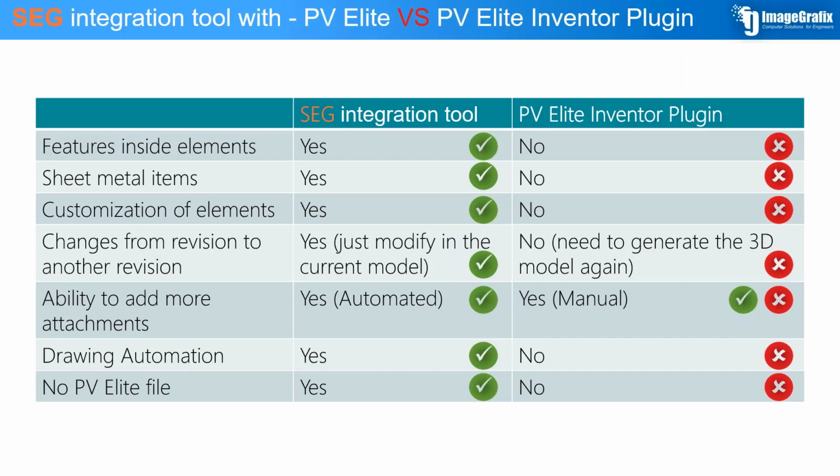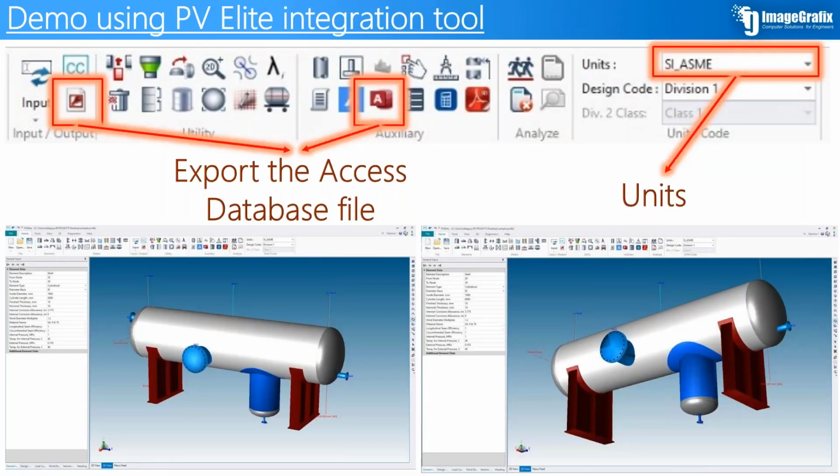The last point: what happens if you don't have a BVLit file? In SEG, if you don't have a BVLit file, you have the ability to create your model from scratch. You have the ability to add your items like head, shell, nozzles, support saddles, skirts, all of that, because you have a library. But in the BVLit Inventor plugin, if you don't have an Inventor file, you don't have the ability to create the 3D model. Here in our demo, we will make this vessel, inshallah, by using SEG. And from here, you can export the Access database file from BVLit by clicking on the Access database button to export the Access database.